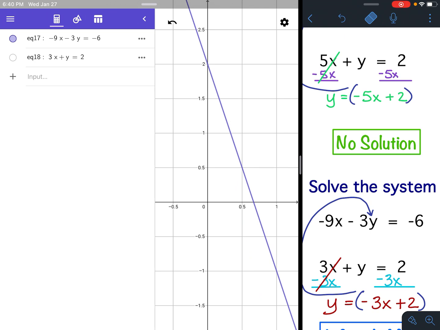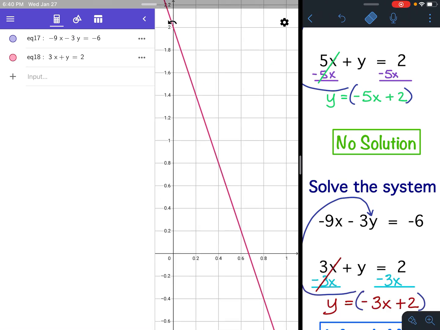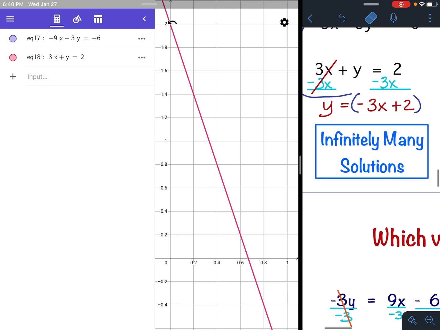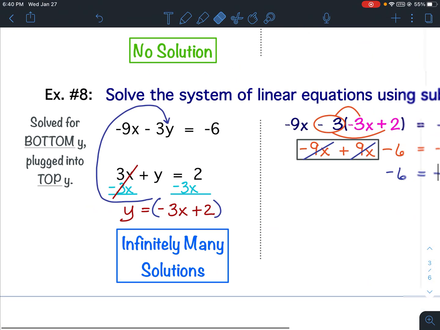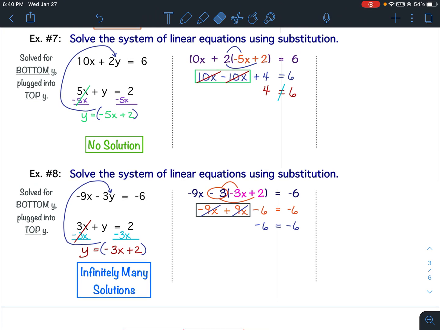So now let's check number 8. All right, I don't know if you can notice there. Let me get rid of the pink one. There's the purple line. Let me put the pink back. So they are the same line. In other words, it is coincident lines, meaning that coincident lines is infinitely many solutions. So we are correct. All right, if you have any questions on examples 7 and 8, please let me know.